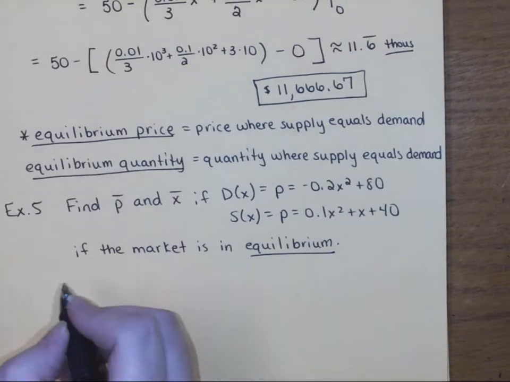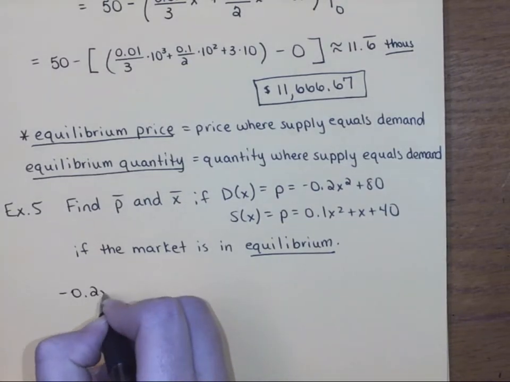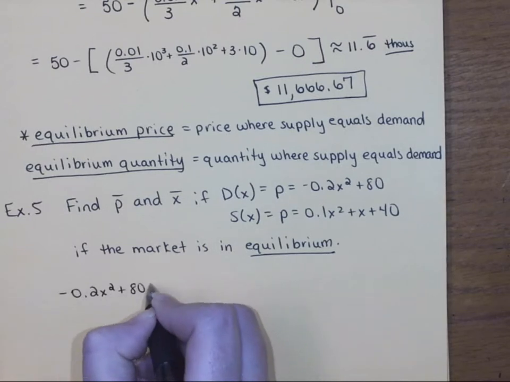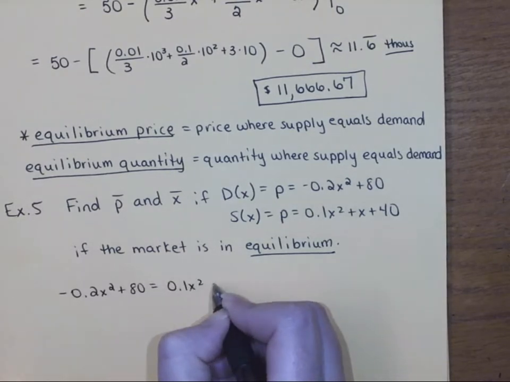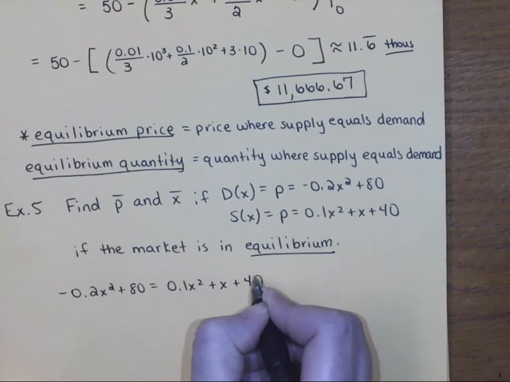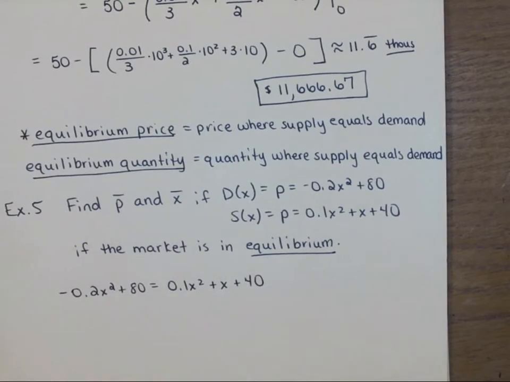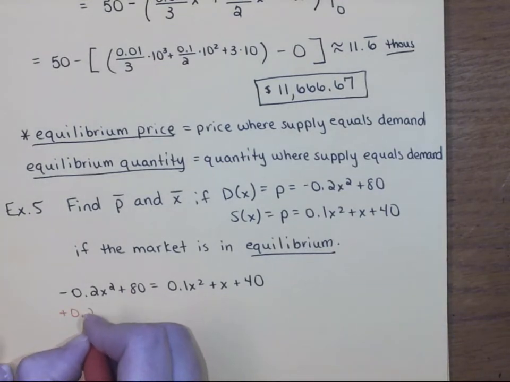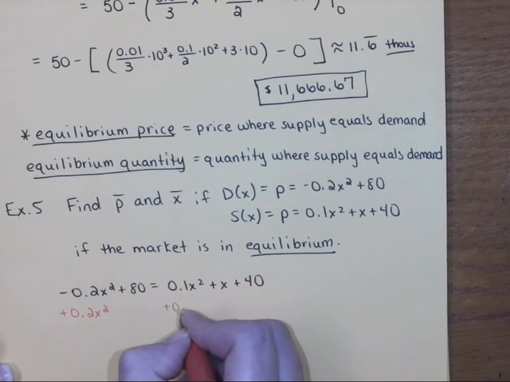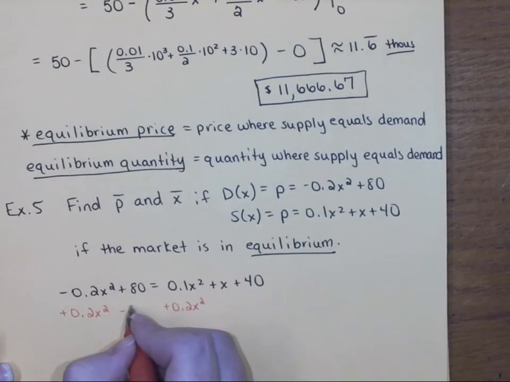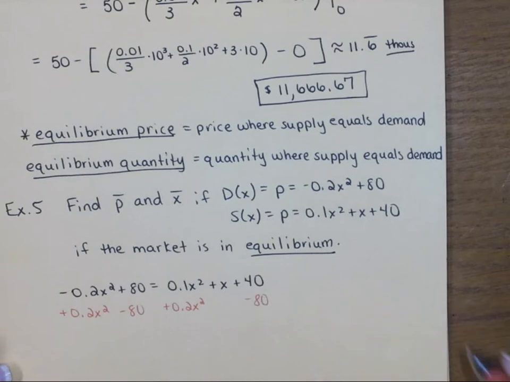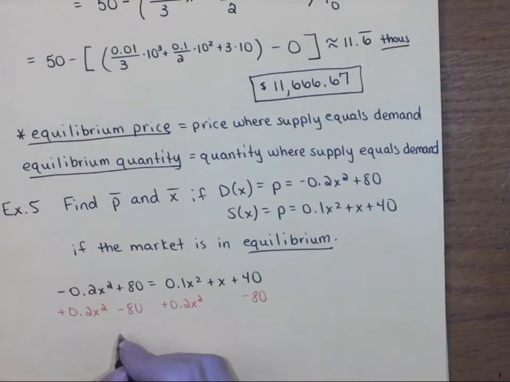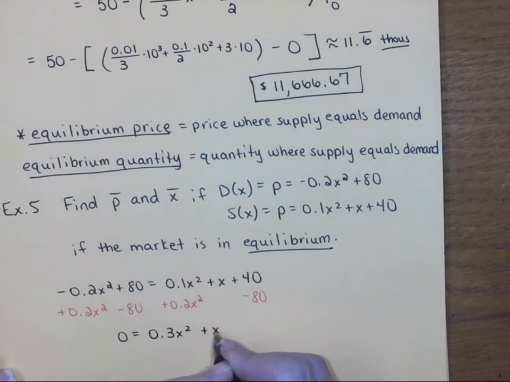In other words, we want supply and demand to be equivalent. So we're going to set these equal to each other, and then we're going to try to solve, and we're going to try to make this as easy as we can. So I am going to move these terms to the right, because to be honest, I like dealing with positive numbers when I can, especially on the first x squared term. So I end up getting 0 equals 0.3x squared plus x minus 40.